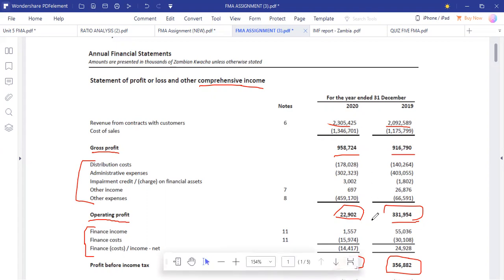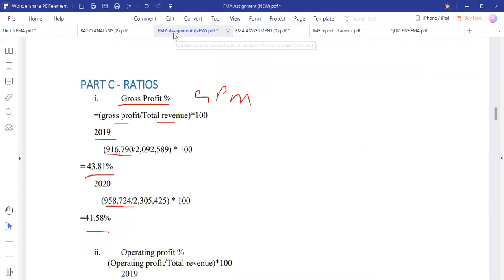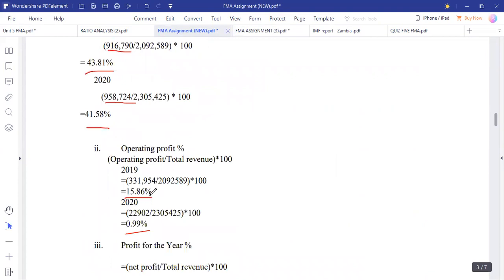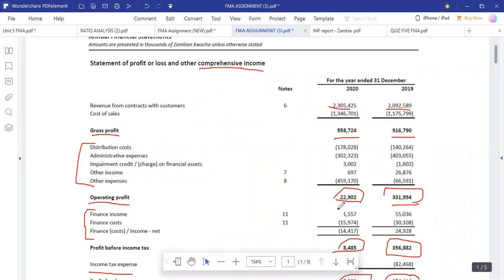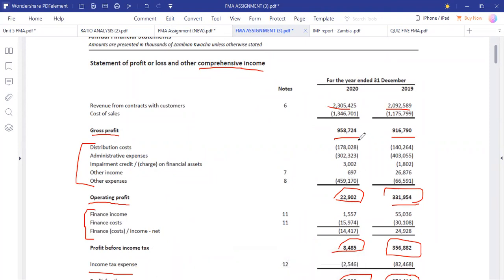And if we go to our net profit or operating profit margin, we calculated here, our operating profit margin was very drastically low from 15% to 0.9. So if we look at this here, we'll discover that our expenses increased almost five times. So when all these are topped up, our expenses were more in 2020, basically because of the loan that was being paid. You can see there was a loan charge there. So this caused our operating profits to decline drastically from 33,195 to 22,000. So this was attributed to our huge expenses that were mainly incurred on repayment of the loan.